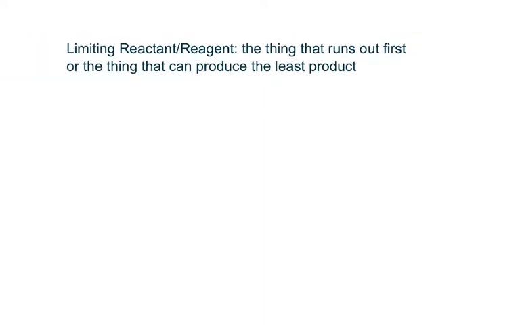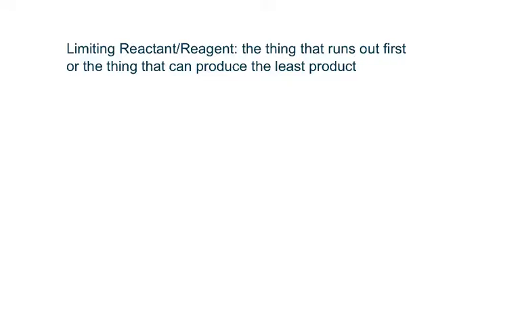Hi everybody. In this video, we will talk about what a limiting reactant or a limiting reagent is. A limiting reactant is the thing that runs out first, or the thing that can produce the least product. Now that may seem confusing at first, but let's take an analogy. Let's say I wanted to make a cake.